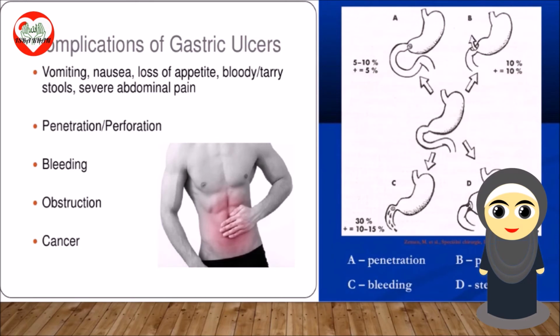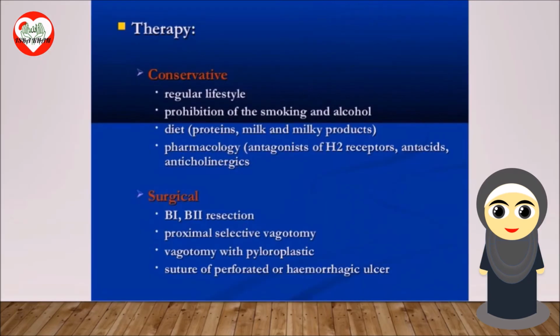Complications of gastric ulcers are vomiting, nausea, loss of appetite, blood or tarry stools, severe abdominal pain, penetration or perforation, bleeding, obstruction, and cancer. Therapy here is conservative and surgical. In conservative therapy, regular lifestyle, prohibition of smoking and alcohol, diets like proteinaceous diet, milk and milk products.